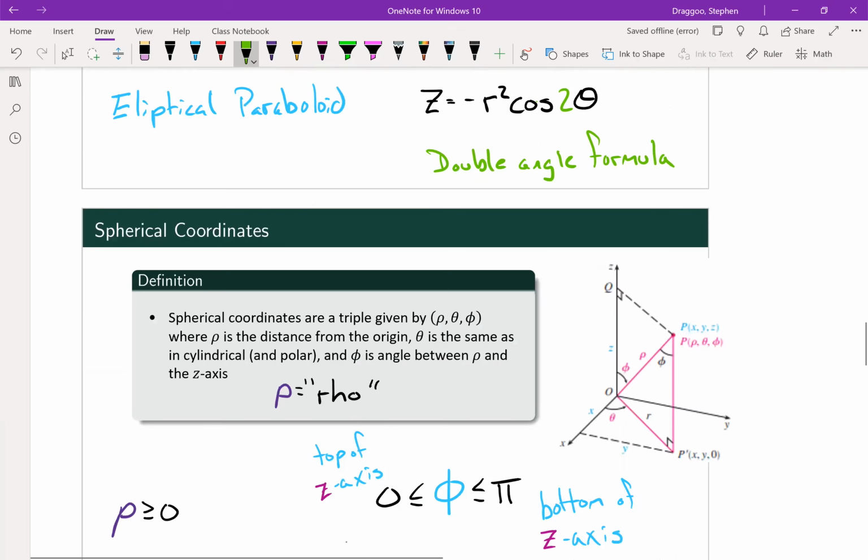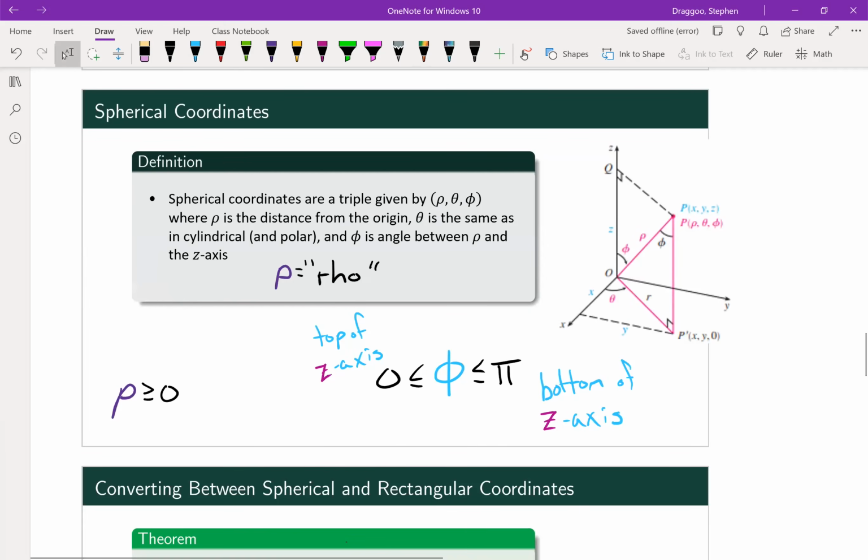All right, then let's move on to spherical coordinates, where spherical coordinates will be the triple given by rho, theta, phi instead of x, y, z or r, theta, z, where rho is the distance from the origin, theta is the same as it is in cylindrical and in polar coordinates, and phi, the new angle, is going to be the angle between our line for rho and the z-axis.